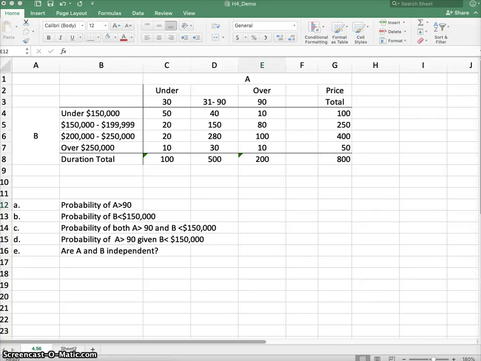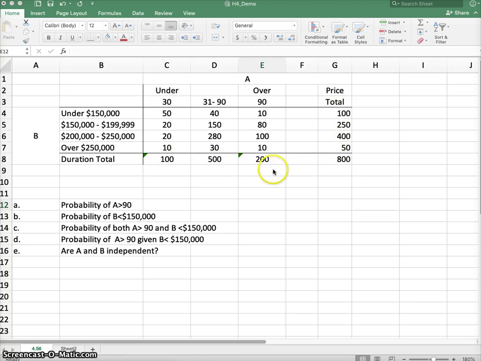Okay, let's take a look at application of some of these principles that you've learned in chapter 4. We're going to do that by looking at problem 56. So the first thing that I've done here is I've labeled this tab 4.56, and here are the questions that it's asking. Now I've totaled up the rows here, and I've totaled up the columns here.